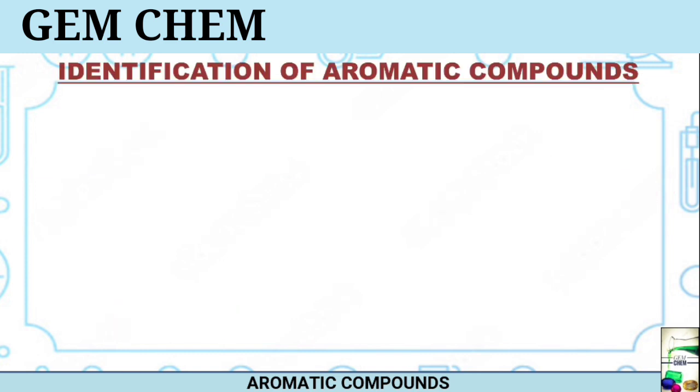Now we will start the main portion of this video, that is identification of aromatic compounds. Now in order to identify the aromatic compounds, what is required? Every identification requires some rules. So for this case we require Huckel's rule. Now Huckel gave an important rule to understand how to distinguish between aromatic compounds and the other compounds. So what did he tell?